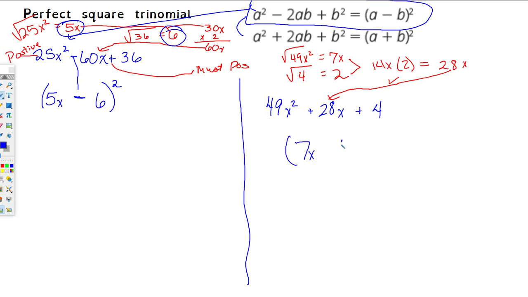7x and the 2, drop the middle sign. So you're always just taking that 4 from the... Oh, not 4. That was supposed to be a 2. Okay, that's what I was thinking. Sorry.